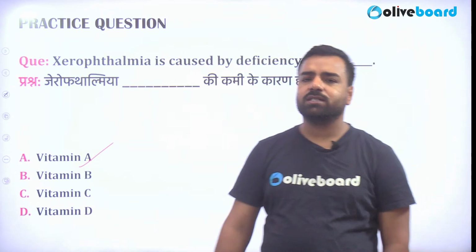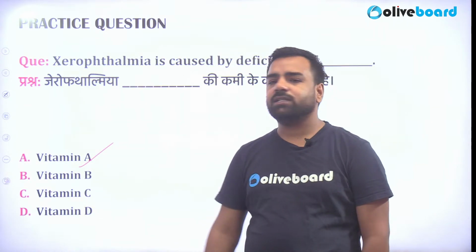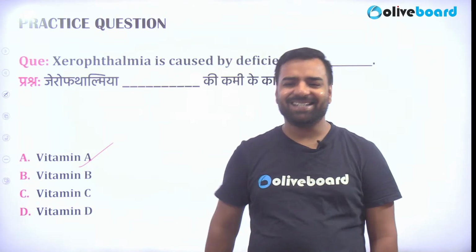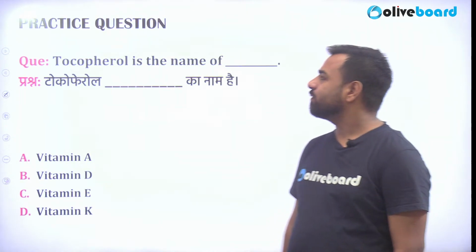Vitamin B's deficiency leads to beriberi. Vitamin C's deficiency leads to scurvy. And vitamin D's deficiency leads to rickets. Clear? Perfect. Next, tocopherol is the chemical name of what?